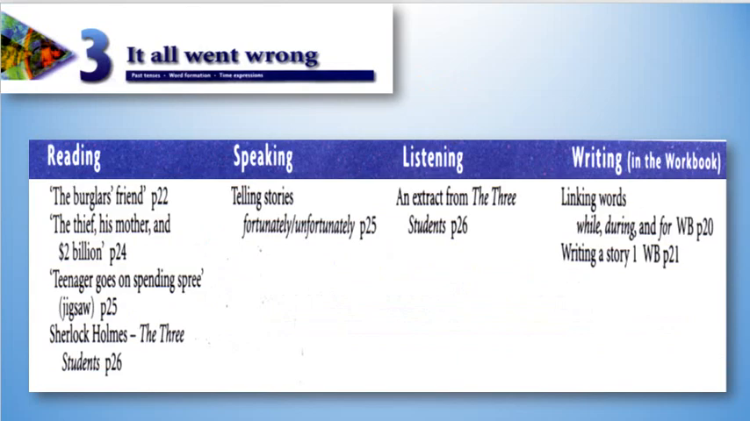We will talk about two texts, The Burglar's Friend on page 22, and The Thief, His Mother, and $2 billion on page 24.